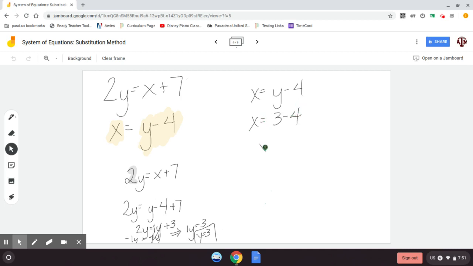And then 3 minus 4 is a negative 1. Now that I have my x and my y value, I can form the ordered pair. X comes first, and then y. So our final answer is negative 1, 3.